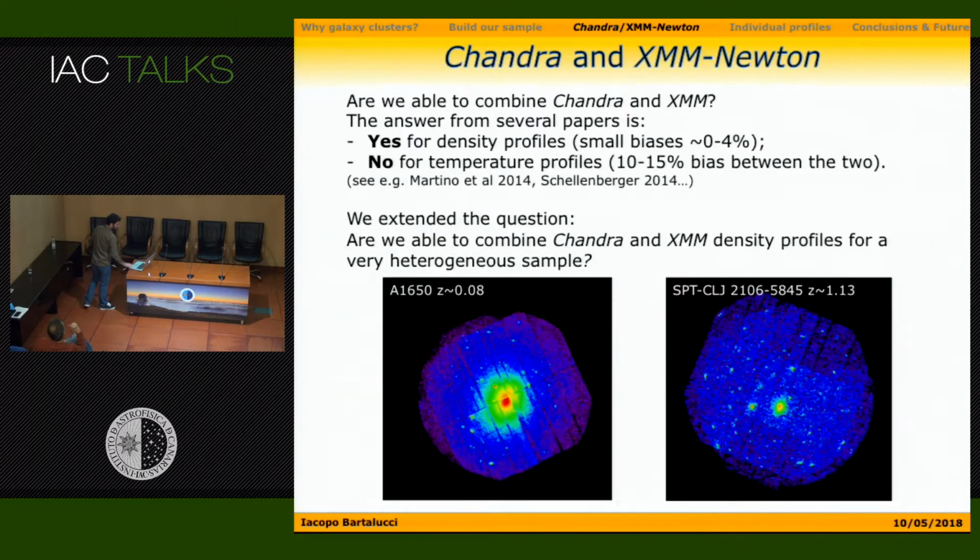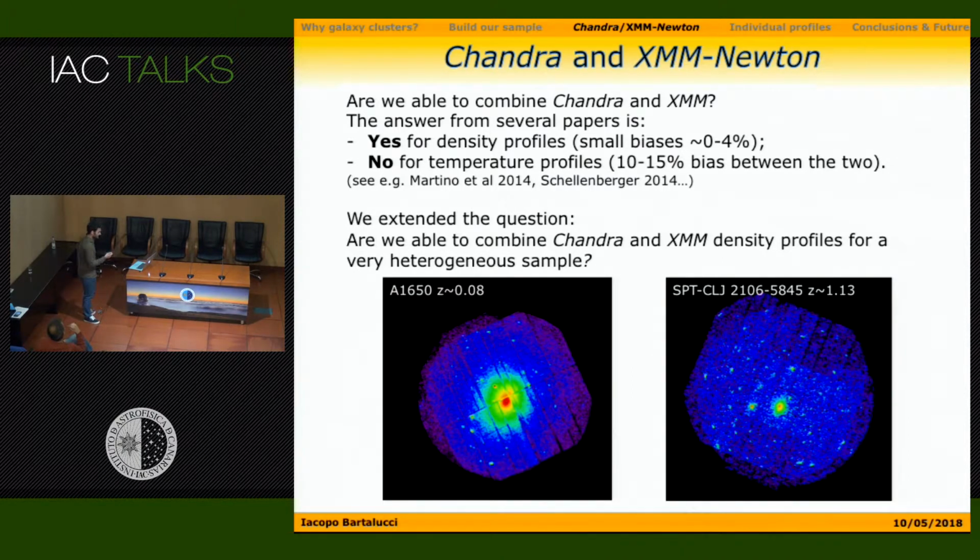Now, since we want to combine these two instruments, because we want to have both very high resolution and large statistics, we ask ourselves: are we able to combine Chandra and XMM-Newton to observe high redshift galaxy clusters?